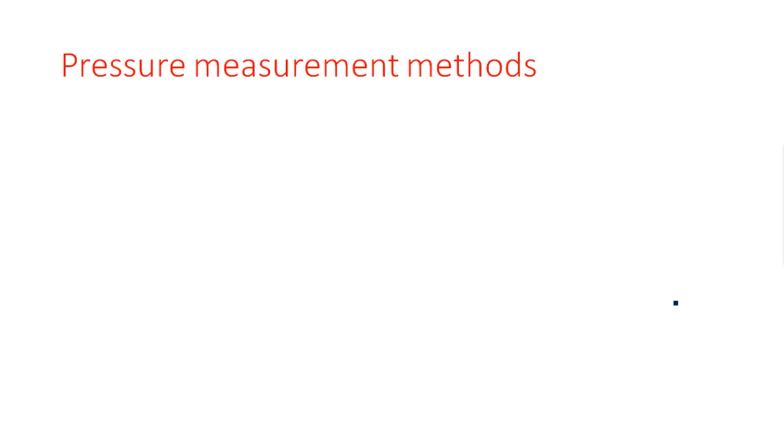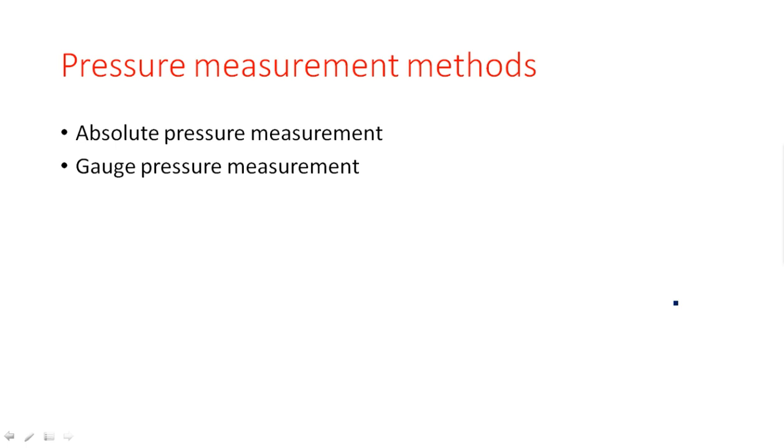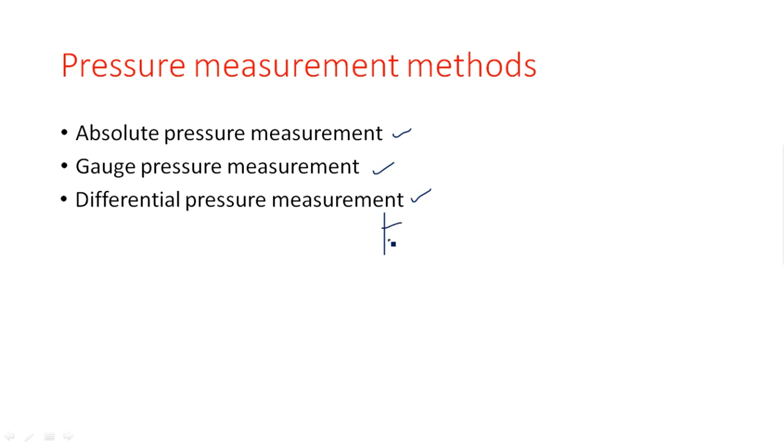Now the pressure measurement methods. Several methods are there in pressure measurement. Let us see what they are: absolute pressure measurement, gauge pressure measurement, and differential pressure measurement. These are the three main methods we use to measure pressure anywhere in industries. Let us see one by one what we mean by absolute pressure, gauge pressure and differential pressure. For differential pressure, we have several classifications, which I will cover when that topic comes.